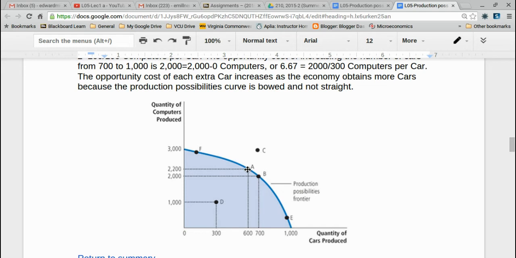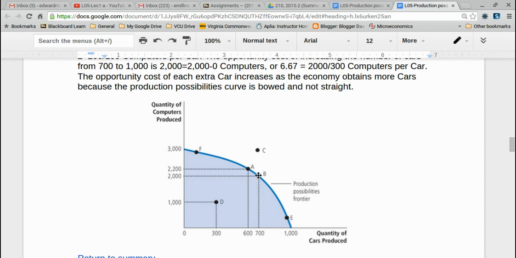Now let's look at what happens when we go from point A to point B. We gain an additional 100 cars. The number of cars goes from 600 to 700, but we give up 200 computers. The number of computers goes down from 2,200 to 2,000. Taking the ratio tells us that we give up 2 computers for every extra car we obtain when the number of cars goes from 600 to 700.